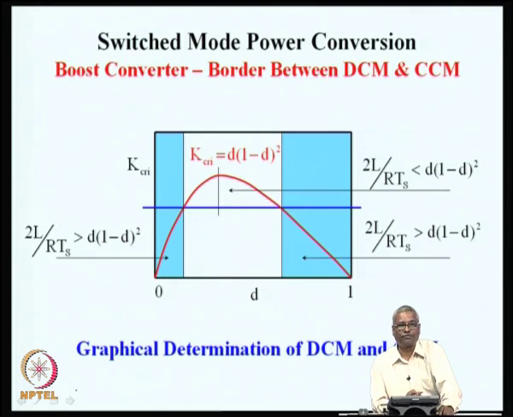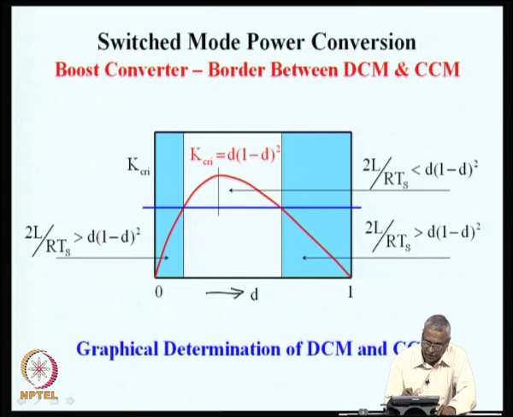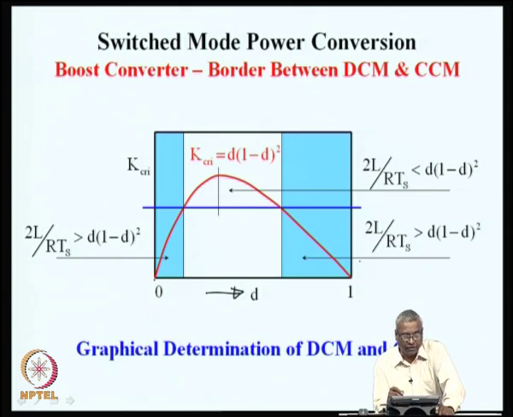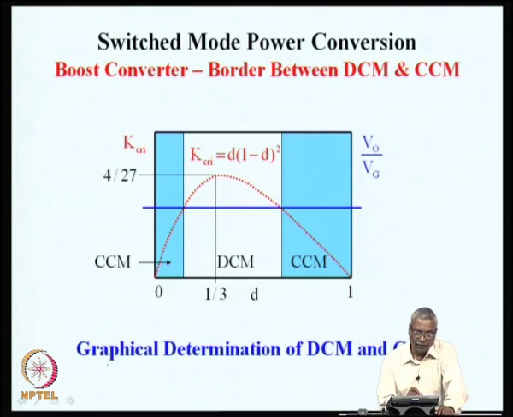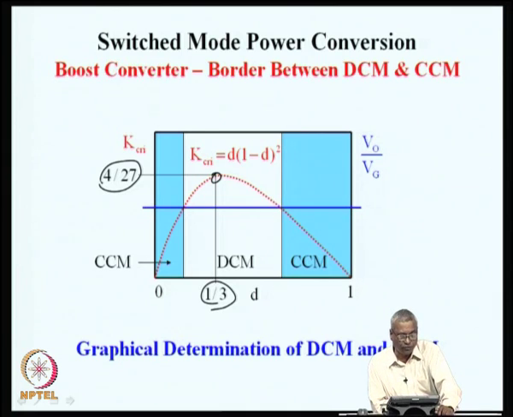This can be seen in the form of a graph. So, as d varies from 0 to 1, this k critical starts from 0, reaches a peak and comes back to 0. In the buck converter, we saw that this function was 1 minus d. So, it started from 1 and came all the way to 0. Now, k critical is d into 1 minus d whole square. So, when d is 0, k critical is 0, and when d is 1 also k critical is 0, and this k critical has some maximum at some particular point in between, and you can see that that maximum occurs when d is 1 by 3 and this maximum value of k critical is 4 by 27.